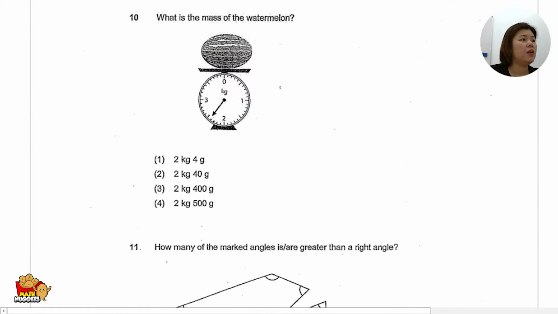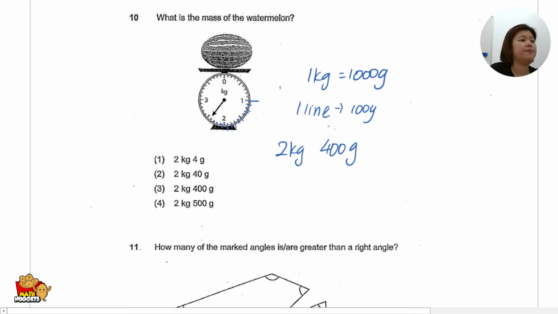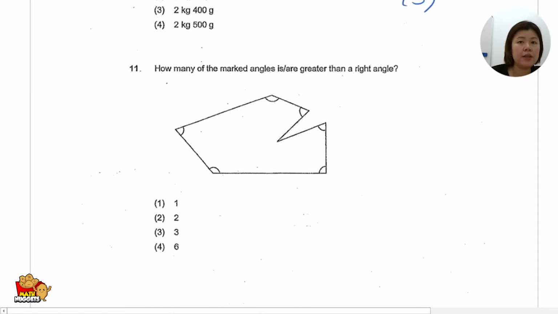Okay, let's move on. What is the mass of the watermelon? So if you see here, it's 1 kg. 1 kg equals to 1000 gram. So from 1 kg to 2 kg, you can see it's 100, 2, 3, 4, 5, 6, 7, 8, 9, 10. It's just 9. So one line is actually 100 gram. So let's move on here. 100, 200, 300, 400. So it's 2 kg and 400 gram. Will be number 3.